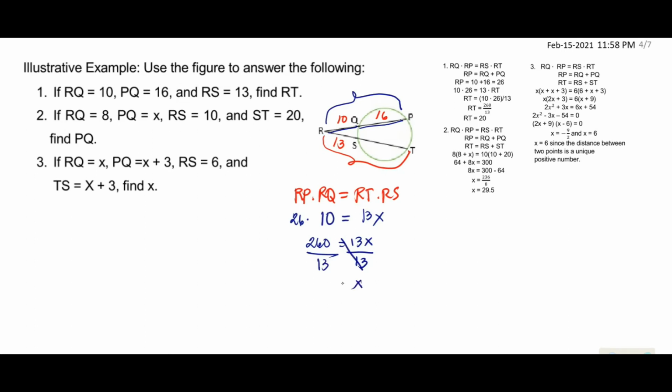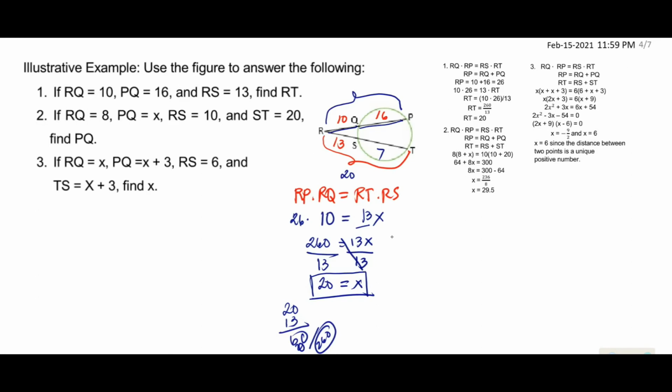So, x is equal to how many? 20. So, that's the value of your RT. Ang value ng ST mo is 7. Kasi 13 plus 7, that's 20. So, 13 times 20, ilan yan? 260. This is also 260.